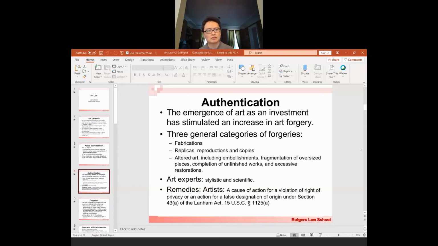So remedies, there are actually remedies for forgeries. Usually, you can find a cause of action for violation of a right of privacy or an action for false designation of origin under Section 43(a) of the Lanham Act, which is actually 15 U.S.C. Section 1125(a).